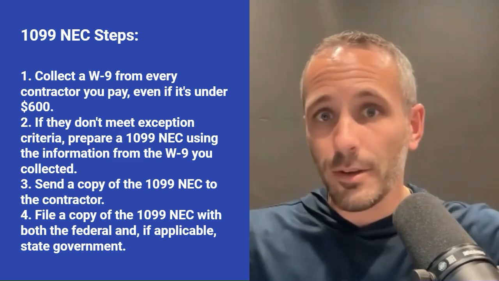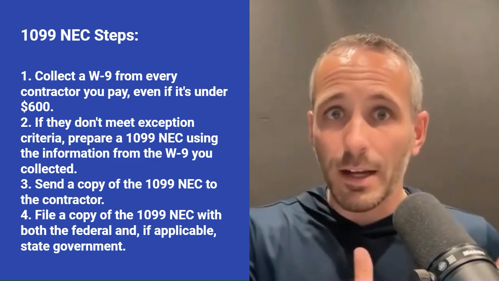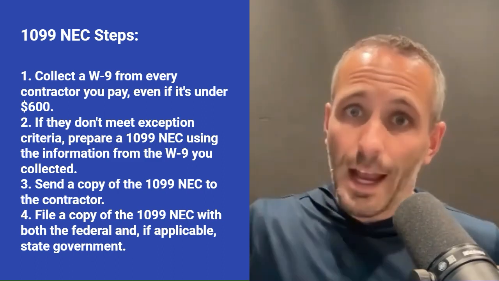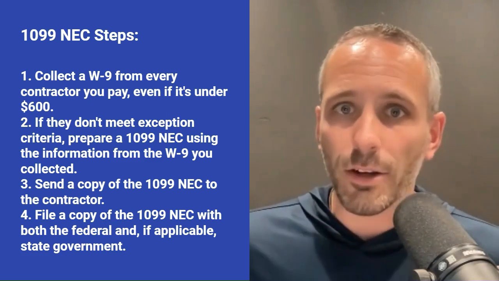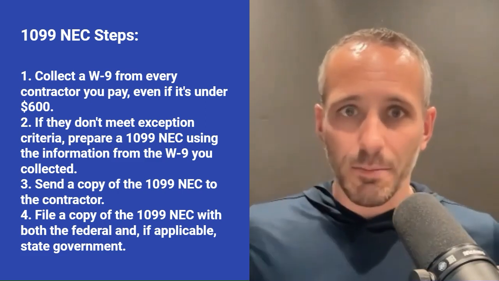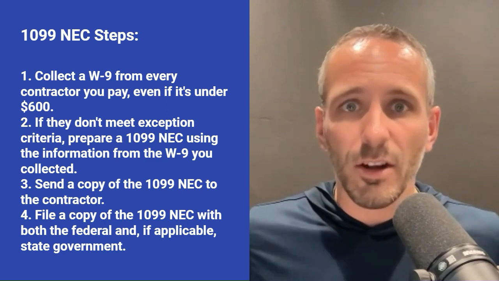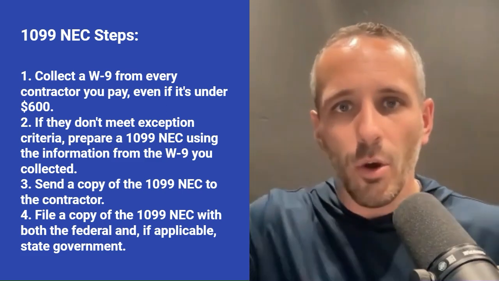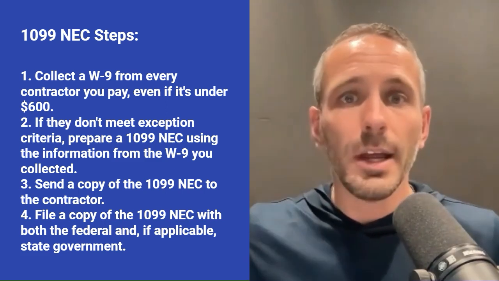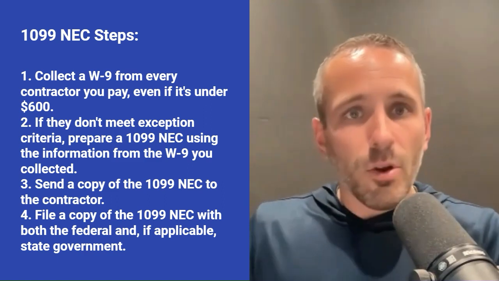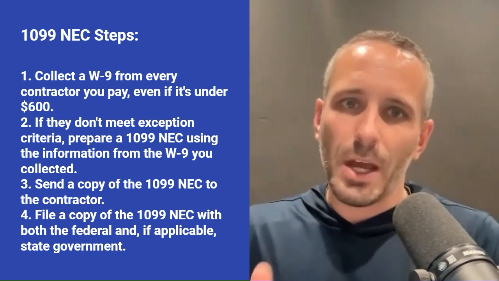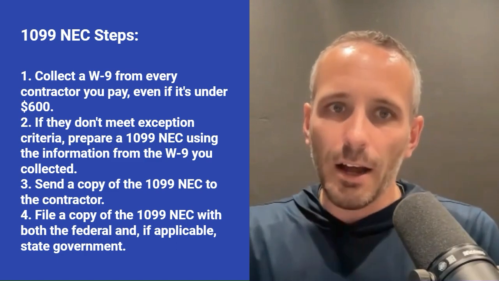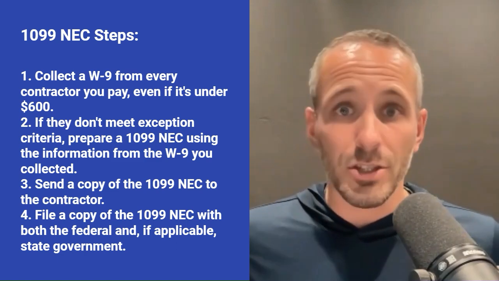And then step 4 is file a copy of that 1099 NEC with the federal government and the state government if it's required in your specific state. So a relatively easy process, but the thing is that all has to be done after year end because you never know when you're going to be done paying them until the year is over. So there's a lot of hustling in January if you don't have some of the documents that you need on file. Again, remember the filing date for this is January 31st.